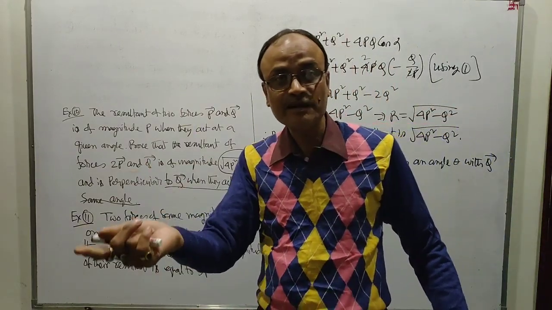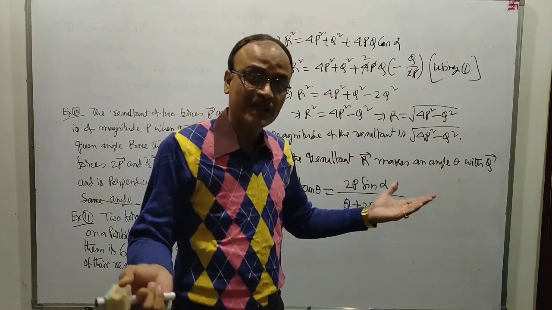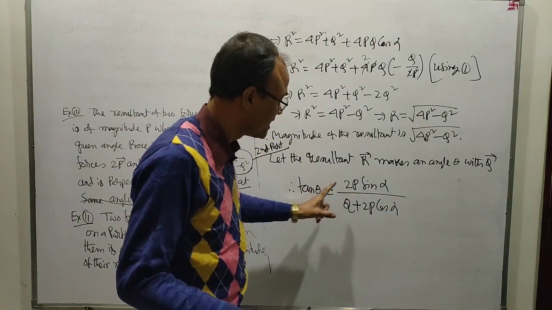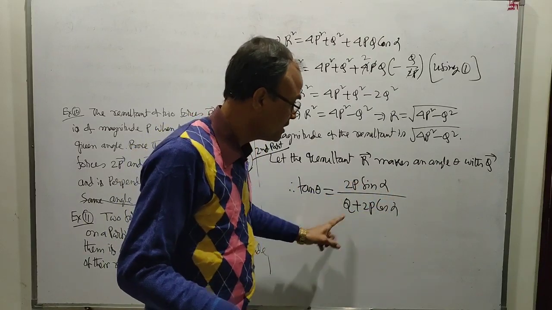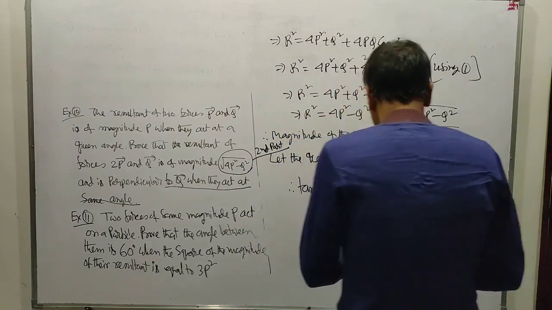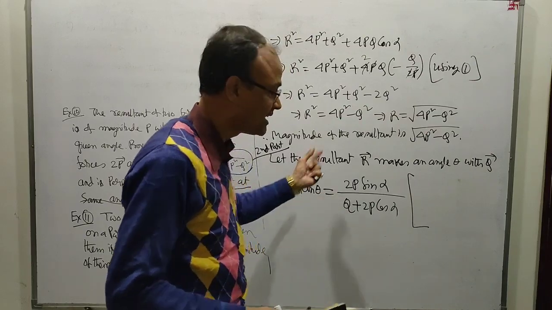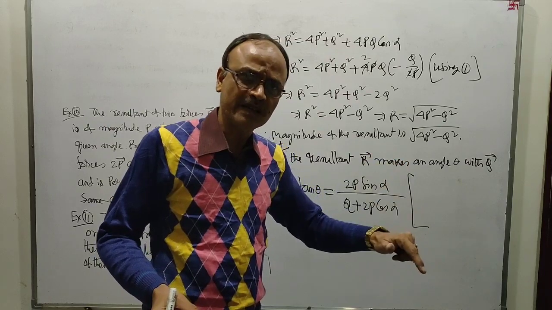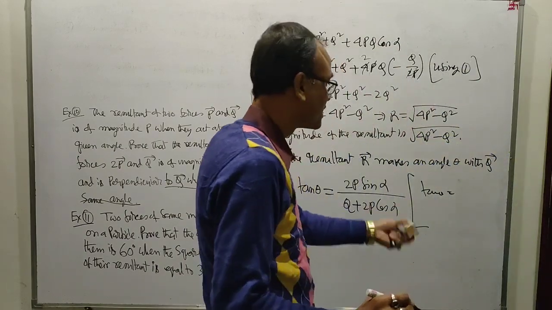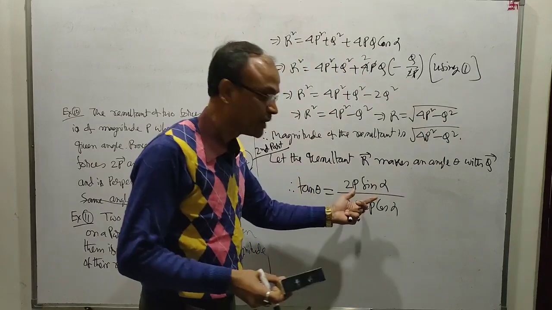Because in this case, the resultant makes an angle theta with Q, not P. Suppose the resultant makes an angle theta with twice P, then tan theta is equal to Q sin alpha divided by twice P plus Q cos alpha. If the resultant makes an angle theta with Q, then you will get the other formula. But if the resultant makes an angle theta with the force twice P, then tan theta is equal to Q sin alpha divided by twice P plus Q cos alpha. You may use that formula also. You may proceed in that way also.